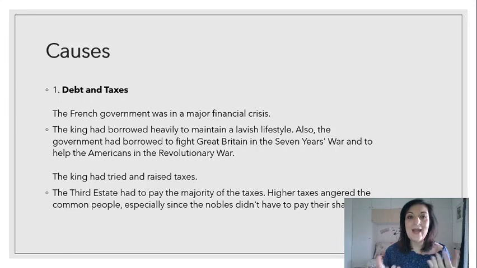So the king had borrowed a lot of money to take part in these wars and to maintain his lavish lifestyle. So, what can a king do when there's no money? He can raise new taxes. And that's exactly what Louis XVI did. He tried and raised new taxes. And who had to pay the majority of the taxes? Obviously, not the clergy, not the nobles, but the commoners, the third estate.